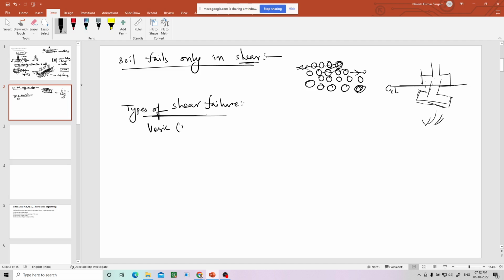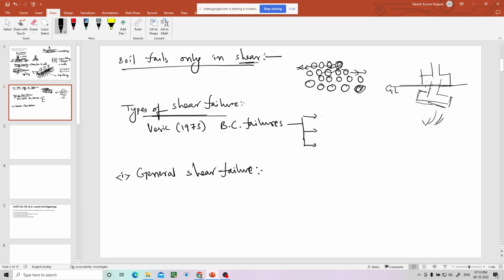Vesic in 1973 classified the bearing capacity failures. Bearing capacity, shortcut I will write BC. He classified bearing capacity failures into 3 categories, okay. So first one is general shear failure. All are shear failures, but there are 3 categories in those shear failures. First one is general shear failure.